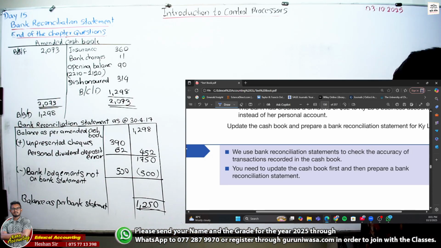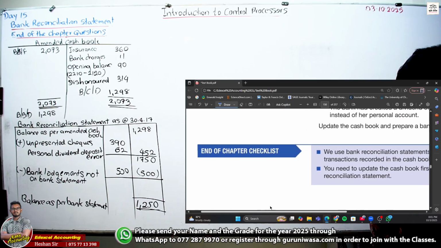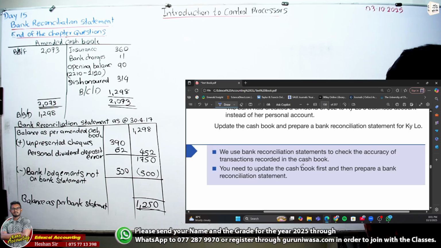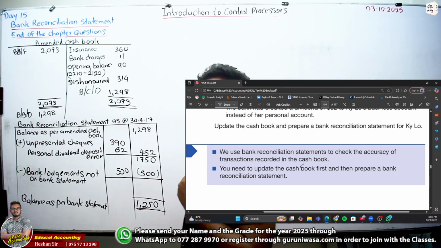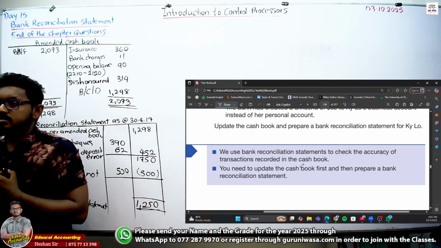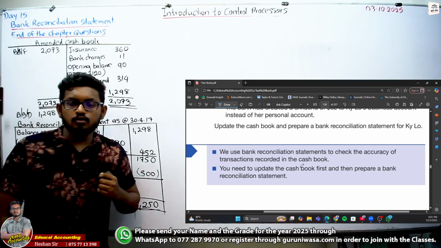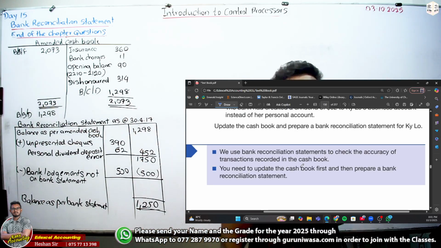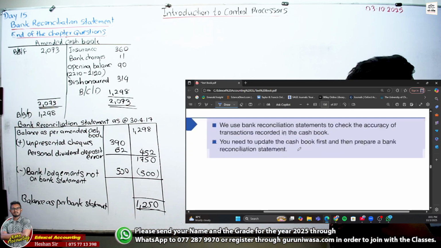Okay, done, right? Done. Okay. Now see the summary. End of the chapter checklist. We use bank reconciliation statement to check the accuracy of the transactions recorded in the cash book. You need to update the cash book first, then prepare the bank reconciliation statement.